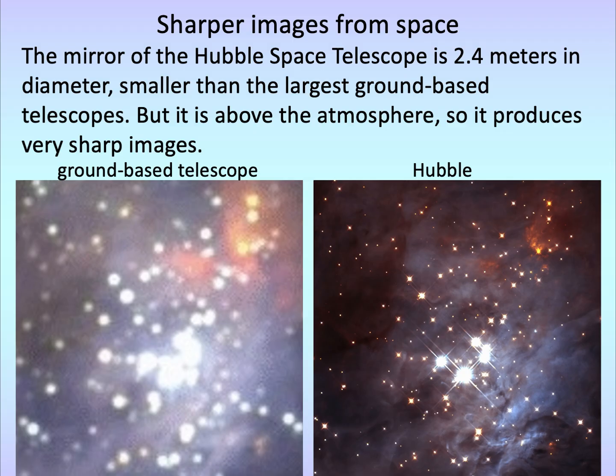Now compare these two images of the same area of the sky. The left image was taken from a telescope on the ground. The one on the right was taken by the Hubble in Earth's orbit. Because the Hubble orbits above the atmosphere, its images are even better than larger ground-based telescopes.